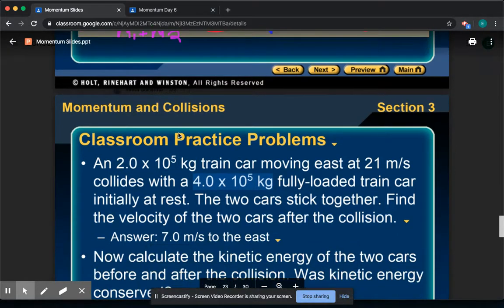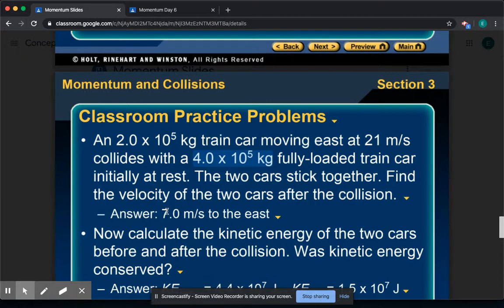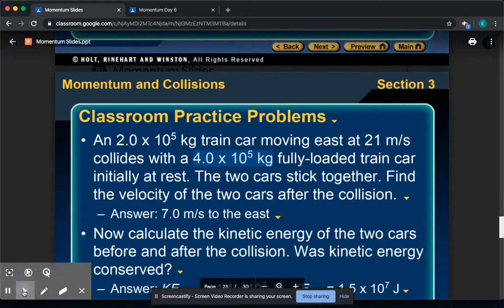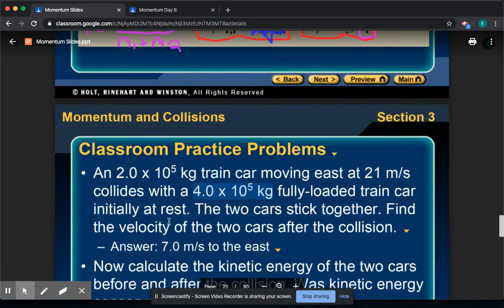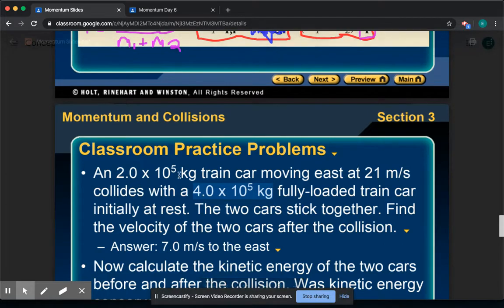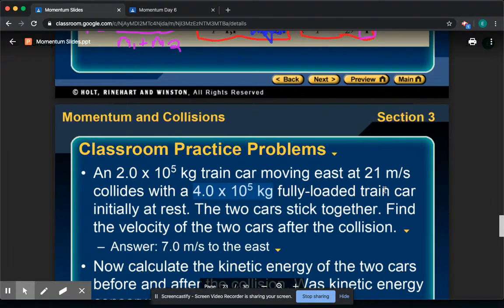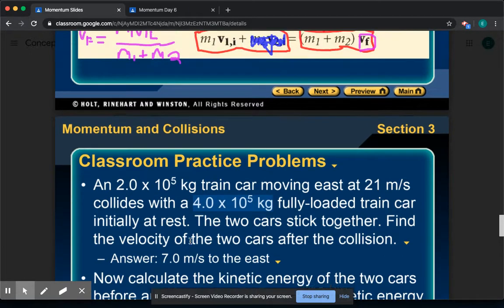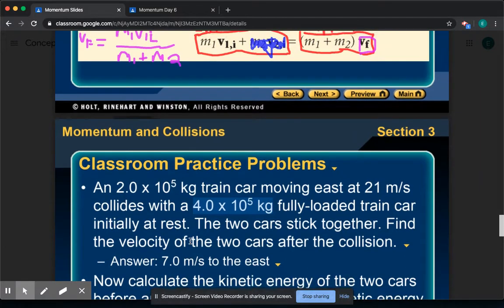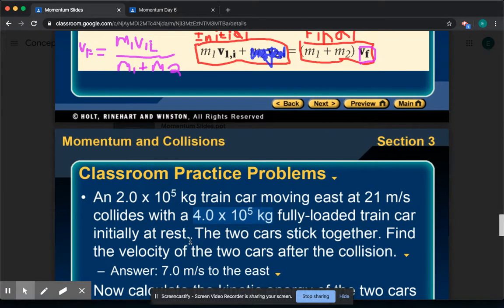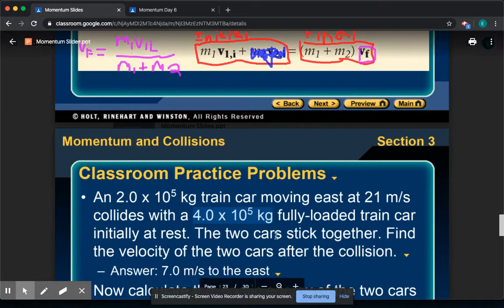Plug those numbers in, and you will get 7.0 meters per second to the east. And does it make sense that when the first train runs into the second train, it slows down? It should. Mentally, it should make sense. You have something that's moving running into something that is not moving. After they crash, you would expect the speed to go down a little bit. And it does. It goes from 21 down to 7.